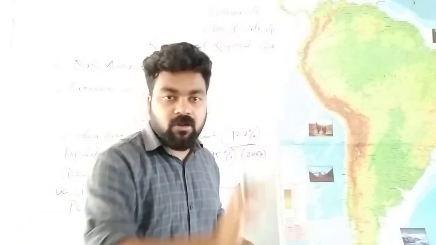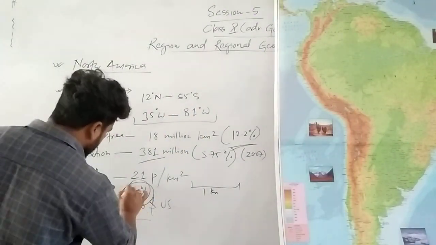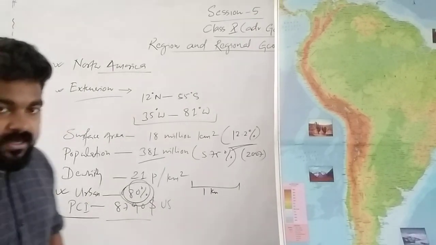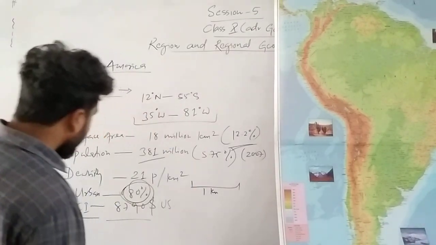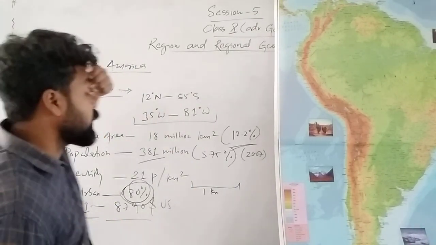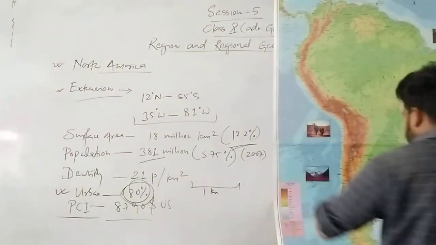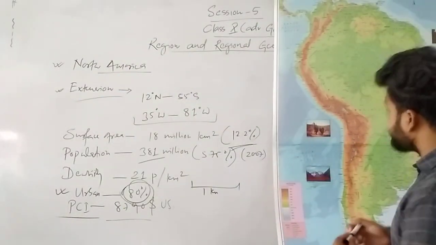So, in simple terms, the persons involved with the secondary activities, they are called the urban areas or tertiary or quaternary. So, urban area population, what is that? 80%. PCI means per capita income, total 8790 US dollar. Okay.